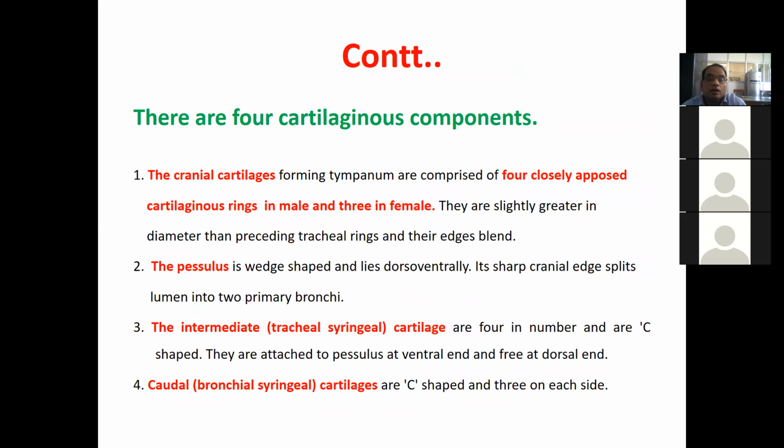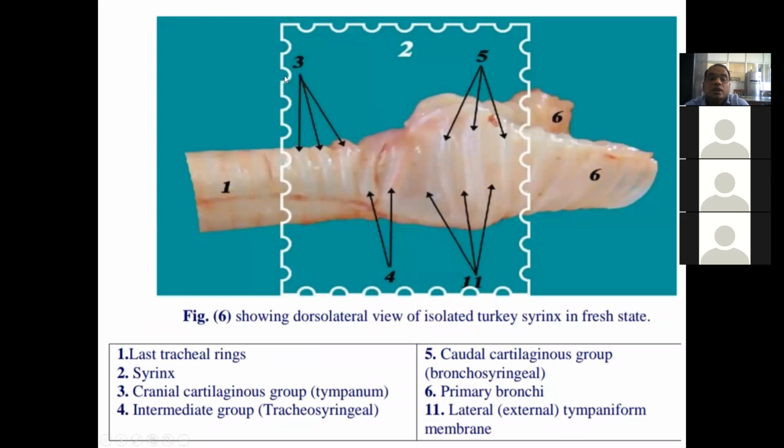Now, if you see the different types of the cartilages in the syrinx, there are mainly four types of the cartilage in the syrinx. That is the cranial cartilage, fasciculus, intermediate cartilage, and the caudal cartilage. If you see the cranial cartilage, you see this one. This is the cranial cartilage. You see the rectangular area. This area is the syrinx. This area is called syrinx. So this one is the cranial cartilage.